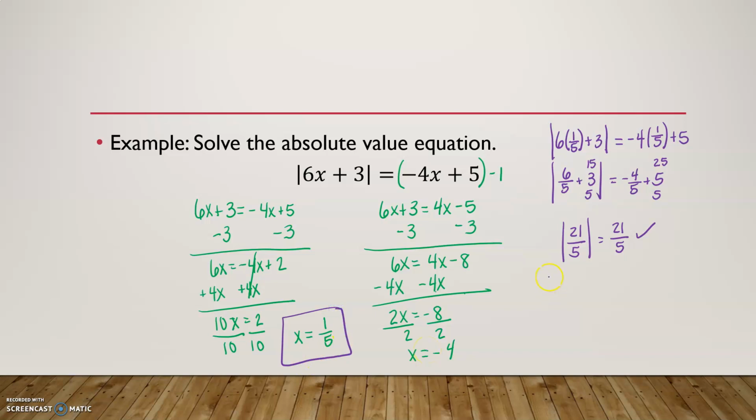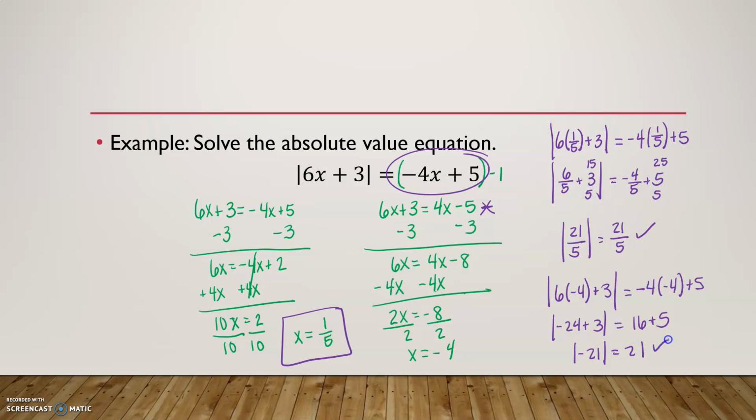X equals negative 4, I would have 6 times negative 4 plus 3 equals, and I'm going to go back to the original problem. I'm not going to plug it in here. I'm going to plug it in up here. So negative 4 times negative 4 plus 5. This would give me negative 24 plus 3 equals 16 plus 5. So I'm going to get absolute value of negative 21 is equal to 21, which is true. So x equals negative 4 is also a solution.